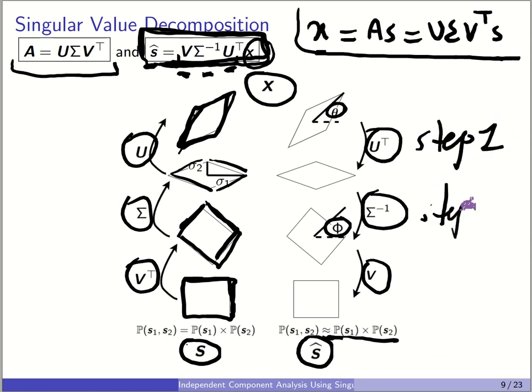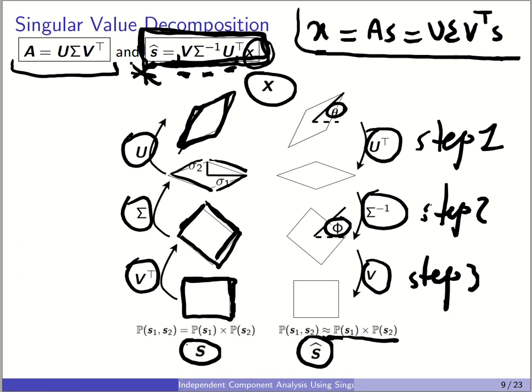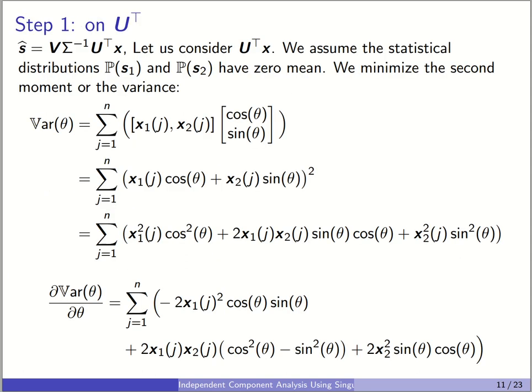This is step 2, because the right-hand side is what we are doing in ICA in this equation. So this is step 2 and this is step 3. Let's work on step 1, U transpose, in this figure. See that? Okay. Recall we had this equation.